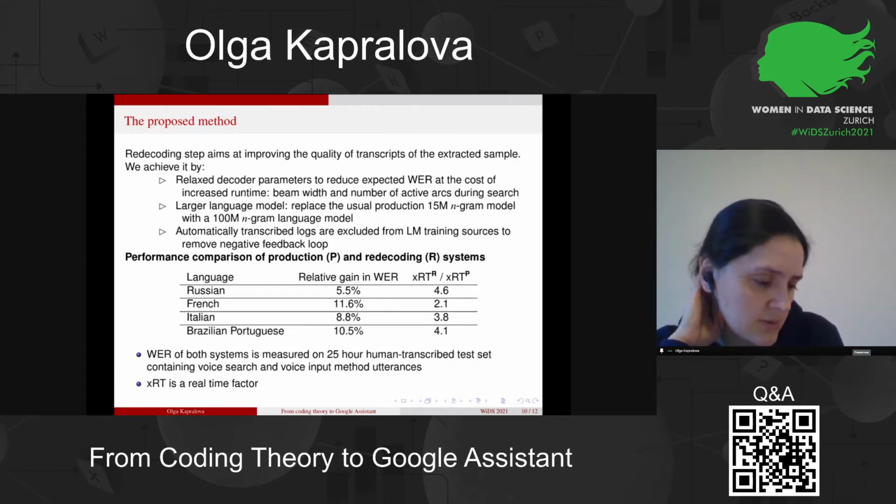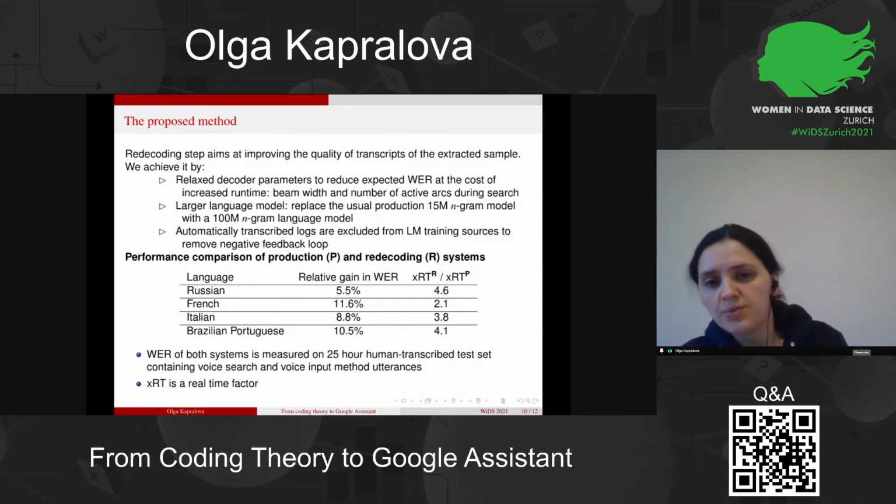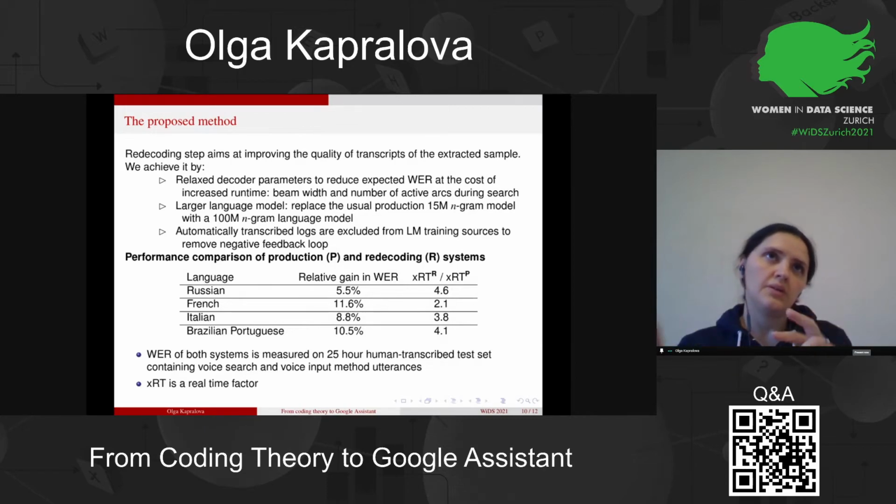Second, I trained new and much larger language models. At that point, the production system was using a 15 million n-gram model. I changed it to 100 million n-grams. And third, when I was building and training these language models, I made sure to exclude the samples on which I would be training the acoustic model from the sources of the language model, to make sure I don't introduce a negative feedback loop.